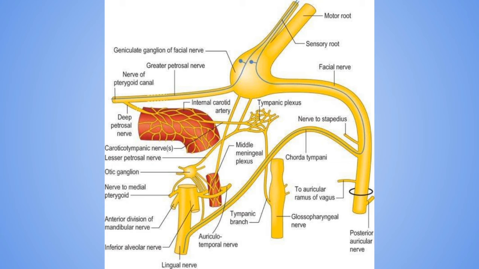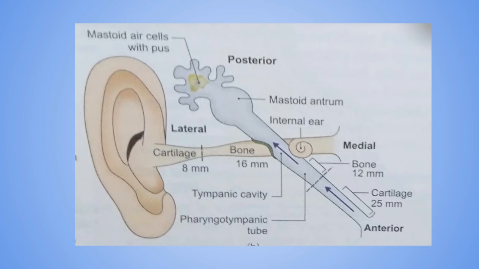Now what about the superior and the inferior caroticotympanic nerves? These nerves arise from the sympathetic plexus around the internal carotid artery, and these fibers are vasomotor to the mucous membrane. Now next is the mastoid or tympanic antrum.